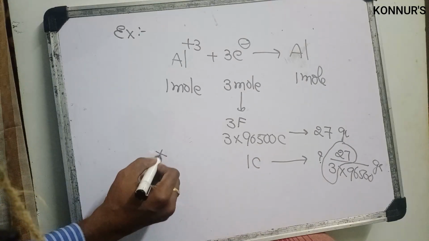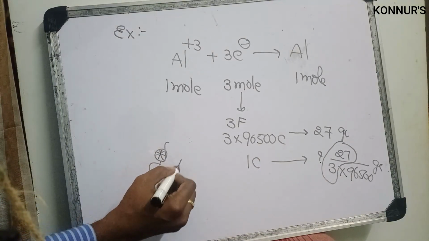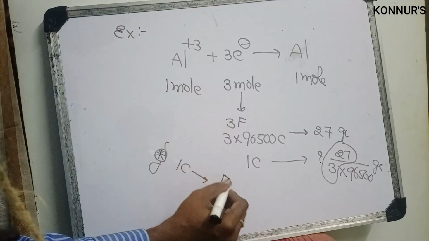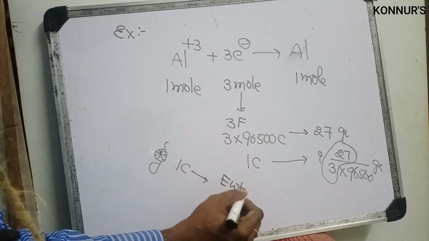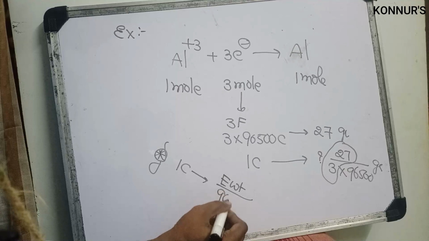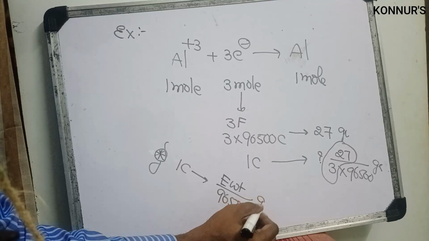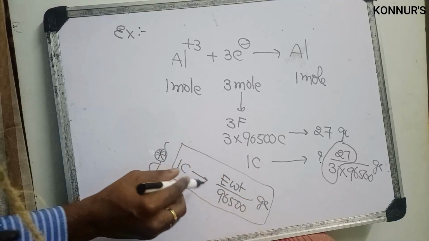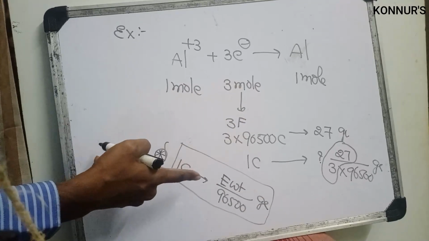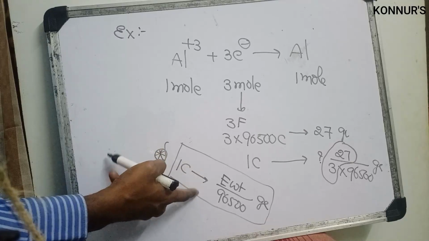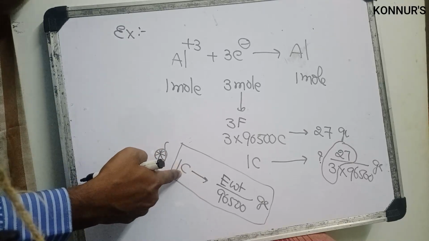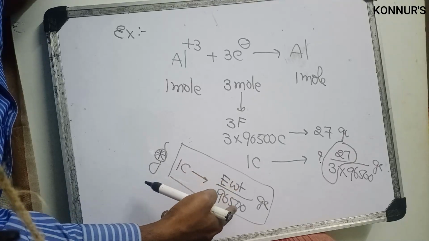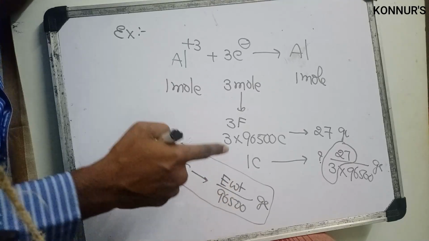So always you remember, if we want to send 1 coulomb current, how much is deposited? Equivalent weight by 96500 grams will be deposited. So if you perfect this one, our Faraday's first law is going to become easy. Suppose we are sending 1 coulomb current, how much is deposited? Equivalent weight by 96500 grams.